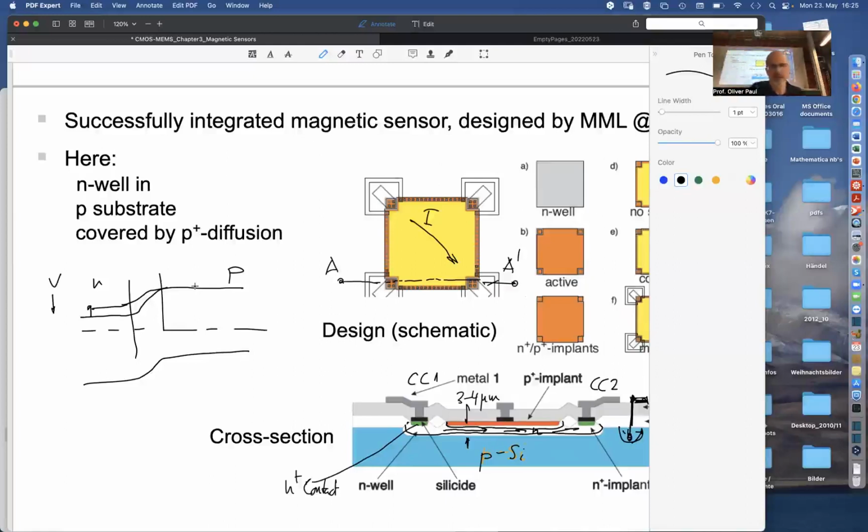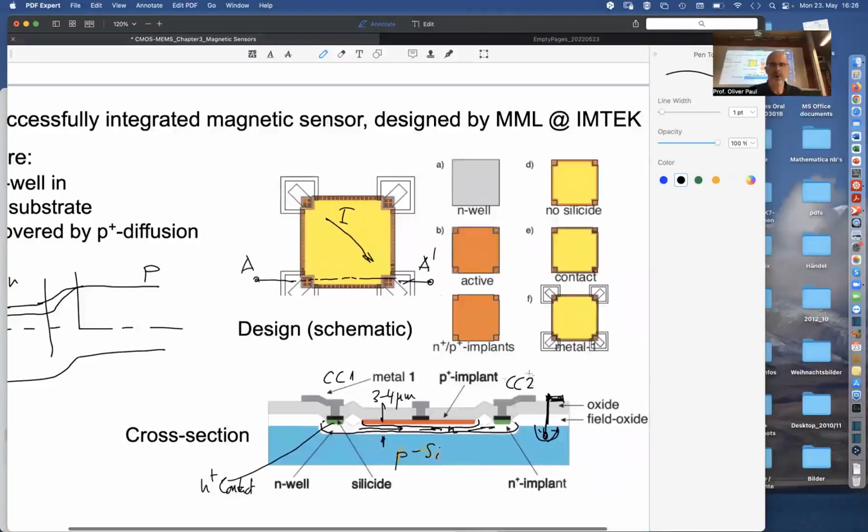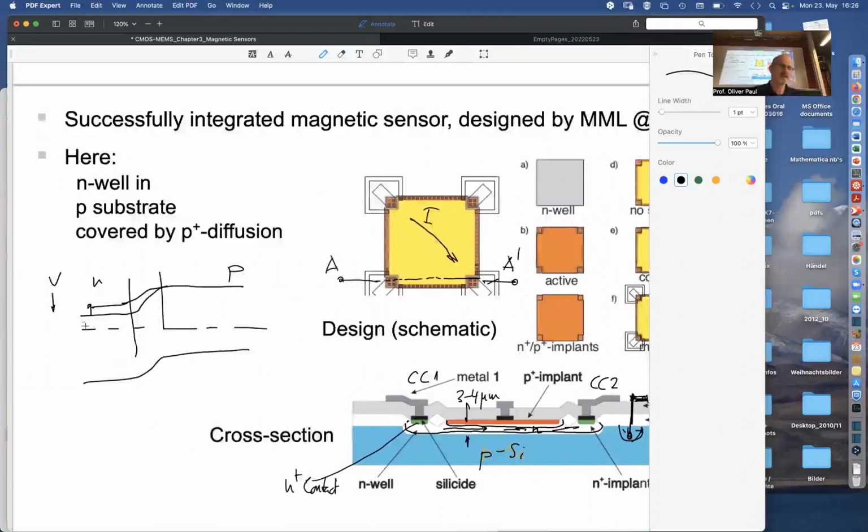And you would like now in this device, this N contact, not to be biased in forward direction with respect to the substrate and the P plus implant. So it must be less negatively charged. It must become more positively biased, so that we're really in reverse bias. But then with the CC1 and CC2, you can play, you can make it more positive and even more positive, and the difference is what drives the current along this device.